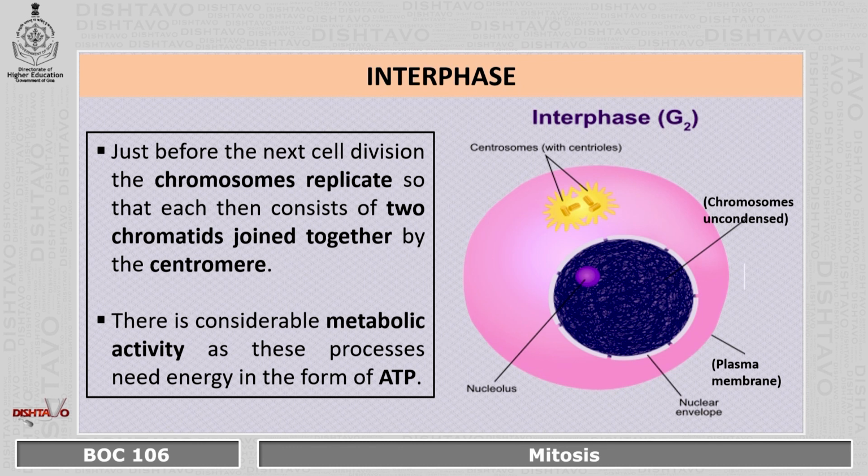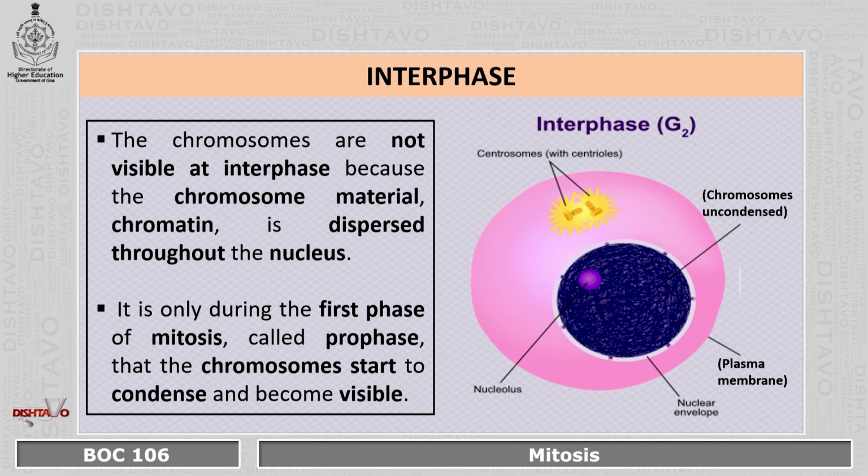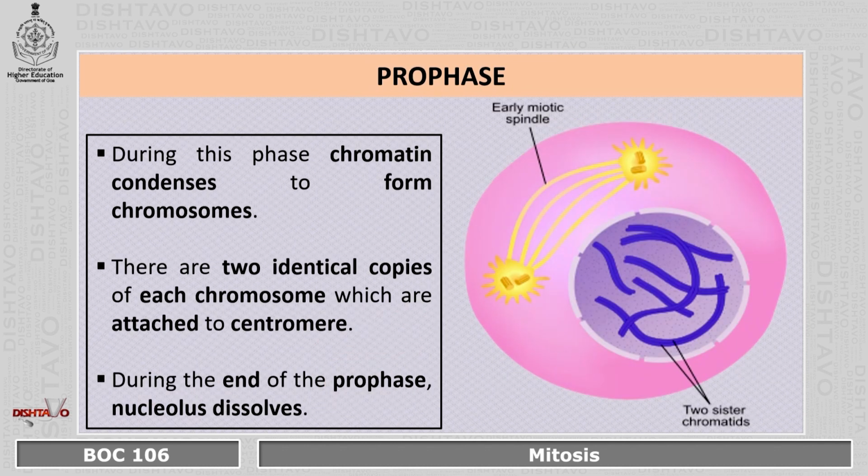Just before the next cell division, the chromosomes replicate so that each then consists of two chromatids joined together by the centromere. There is considerable metabolic activity as these processes need energy in the form of ATP. The chromosomes are not visible at interphase because the chromosome material, chromatin, is dispersed throughout the nucleus. It is only during the first phase of mitosis, called prophase, that the chromosomes start to condense and become visible.